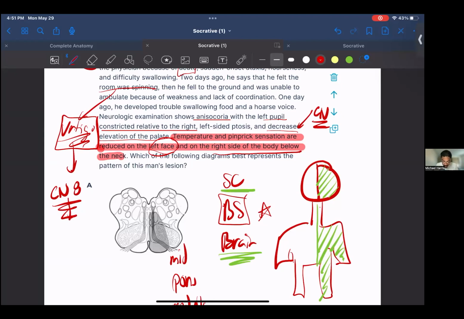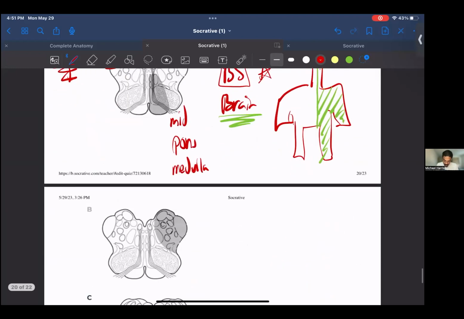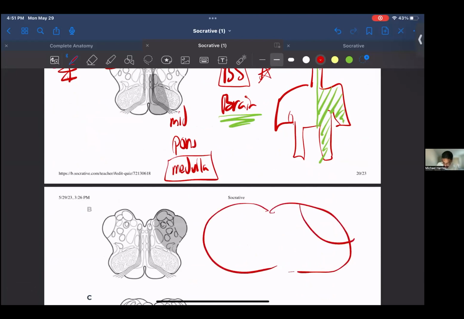Now, let's keep going. Now, this could also be a cerebellar issue, like one of you guys have said, which is great. That is a possibility. But the palate issue is only a medulla. So now we're in the medulla, but we don't know, is it lateral or is this medial?